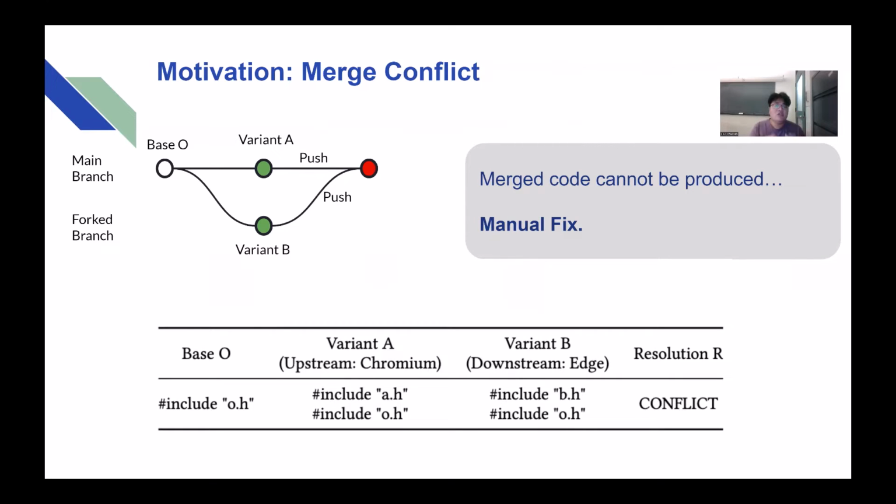So usually, you need to invoke the developers of variants A and B to come up with solutions that decide which part of these changes will appear in the final merged code. So it's called a manual fix.